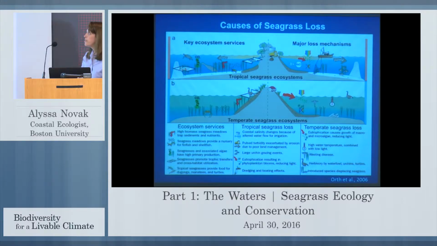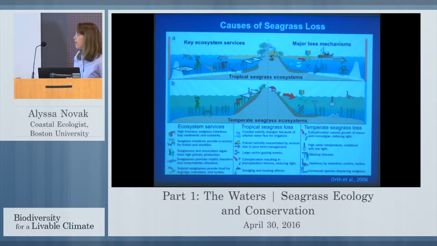The most documented threat is changes in water quality as well as clarity. There are other factors. In tropical systems, we have issues with changes in salinity. That's from irrigation systems. We also have issues with coastal erosion, and so you get pulse turbidity events. We have issues in tropical regions with urchin grazing. That's due to excess nutrients.